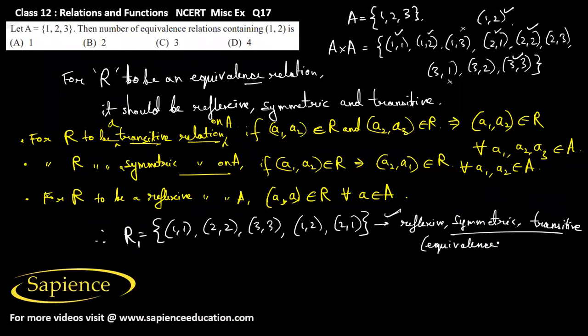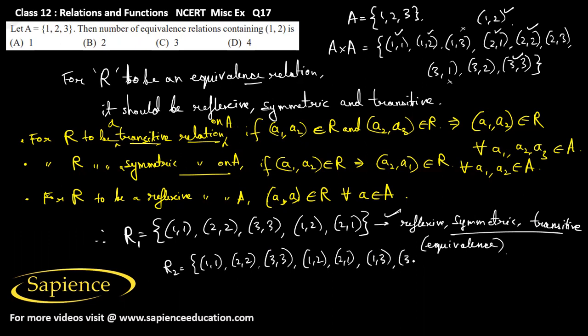And then one more example we can have, suppose the relation R2. I can have (1, 1), (2, 2), (3, 3), and I should have (1, 2), and so (2, 1) also I should have. And then if I have (1, 3), then (3, 1) also I should have. So (1, 3) is there, and (2, 1) is also there, so (2, 3) also should be there, since it should be transitive also.